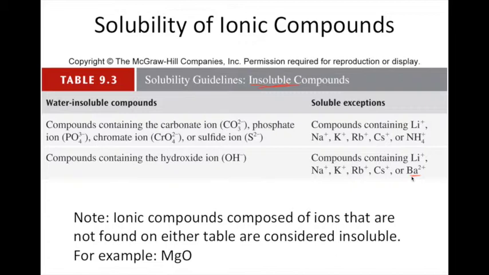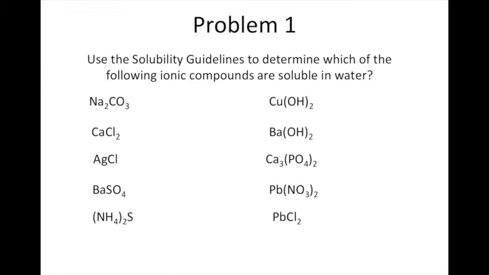Now you may find some ionic compounds that don't match up with ions on the table. For example, magnesium oxide. Magnesium's not on either table, neither are oxides. So if you find a compound composed of ions not found on either table, those compounds are considered to be insoluble. So take a look at the guidelines and use those to determine if each of the following ionic compounds will be soluble or insoluble in water. So pause the video and answer those questions.